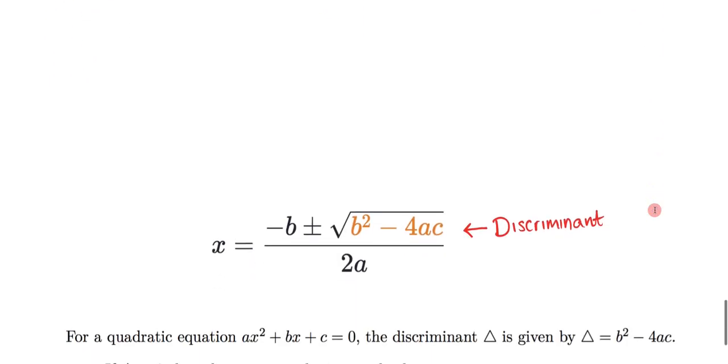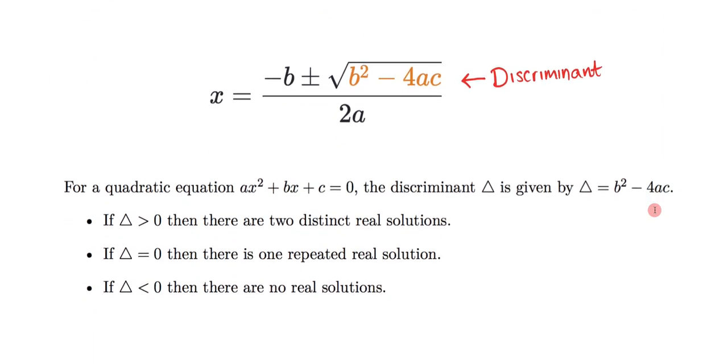So hopefully that clarifies what we talked about here, that when my discriminant is greater than 0, I'm going to have two distinct real solutions. When it is equal to 0, I'm going to have one repeated solution. And when it is less than 0, there are going to be no solutions. Hopefully all of this makes more sense after going through those three examples. Hopefully this was helpful.